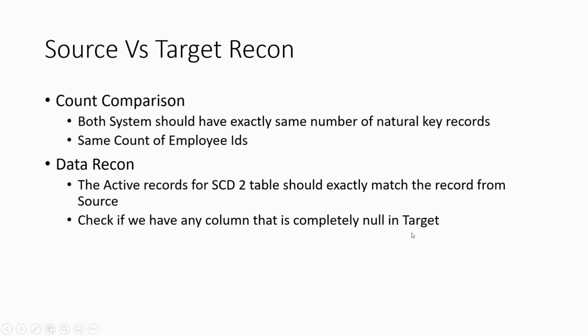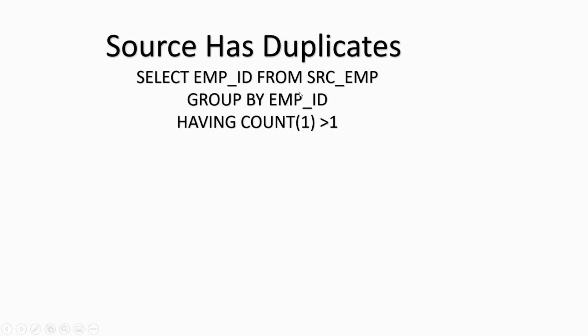There is a high chance that during the ETL job, the developer missed connecting that column to the target table. Now let's talk about this scenario. In case the source itself has duplicate records, what should be done in that case?